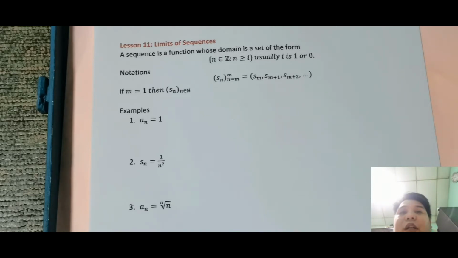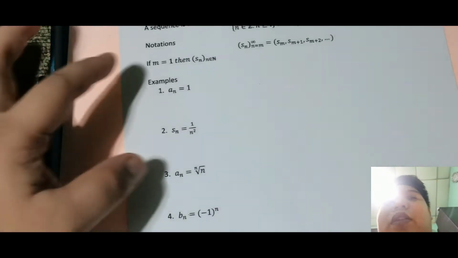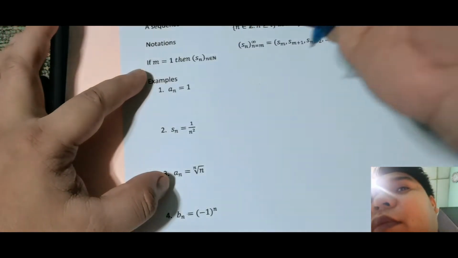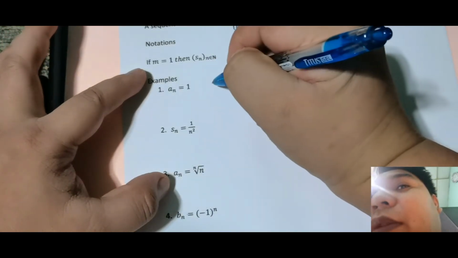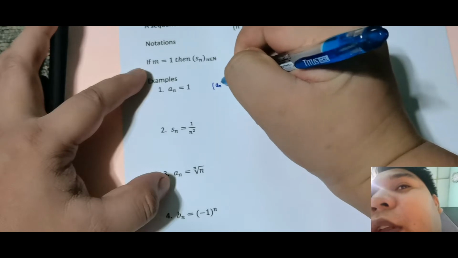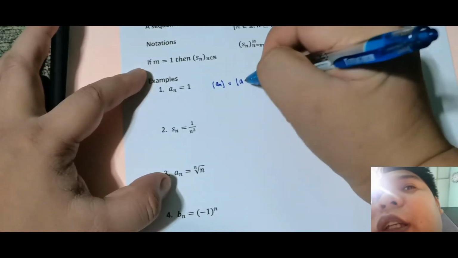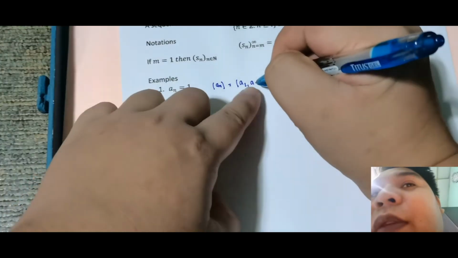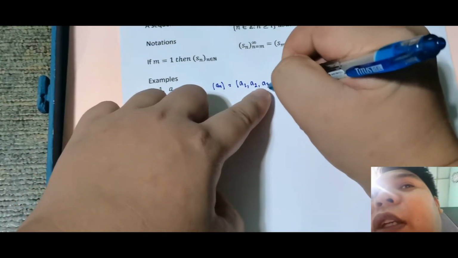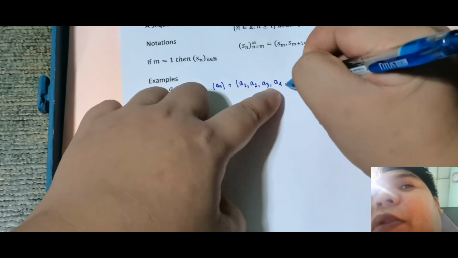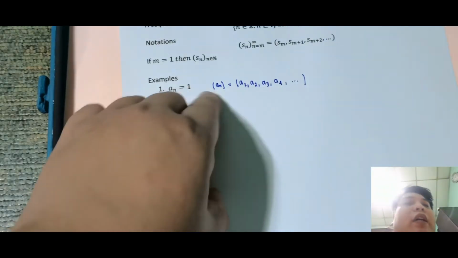Ayun, let's have example bago tayo mag-start dun sa mga proving about dito. Okay, so example muna tayo. So number 1, A sub n is defined to be 1. So ano yung mga laman ng sequence na to? Yung sequence na to, so ito yung A sub n. A sub n is equal to A sub 1, A sub 2, A sub 3, A sub 4, and so on. Okay, ganun kasi talaga lalagay.